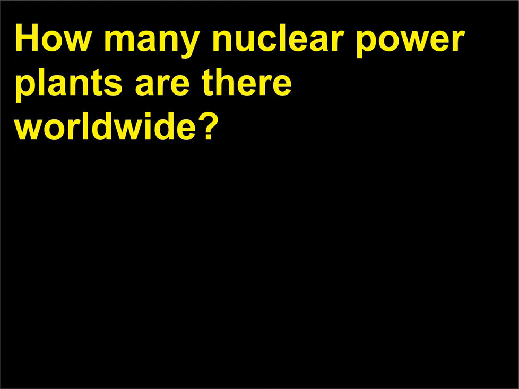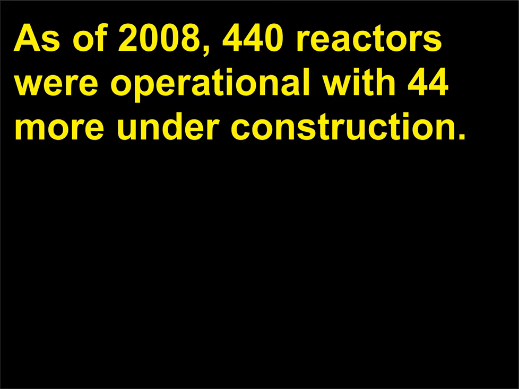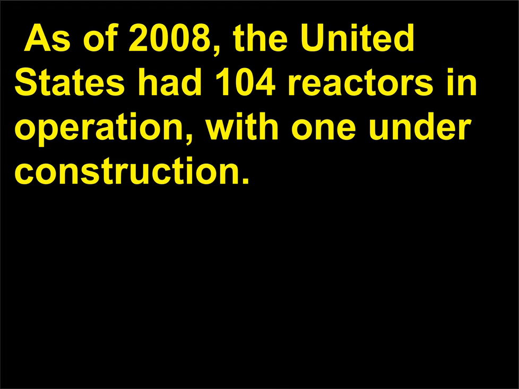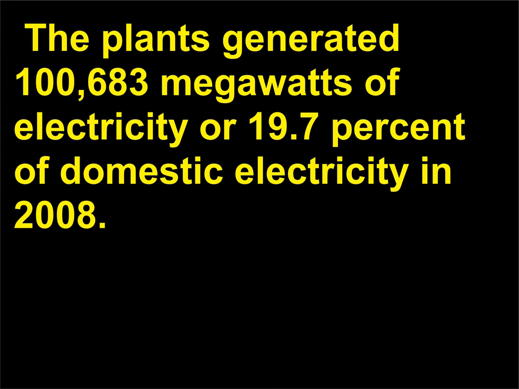How many nuclear power plants are there worldwide? As of 2008, 440 reactors were operational with 44 more under construction. As of 2008, the United States had 104 reactors in operation, with one under construction. The plants generated 100,683 megawatts of electricity or 19.7% of domestic electricity in 2008.